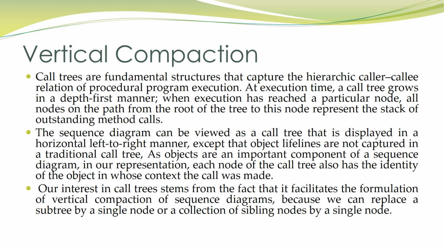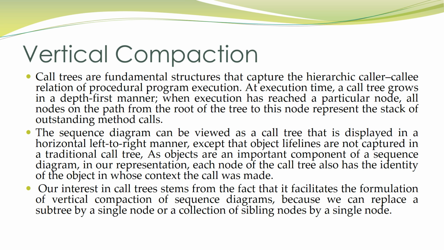There are two types of compactions: vertical compactions and horizontal compactions. First we see the horizontal compactions, and then we'll see the vertical compactions. The call tree is a fundamental structure that captures the hierarchical caller and callee relations of procedural program executions. At execution time, a call tree grows in a depth-first manner.